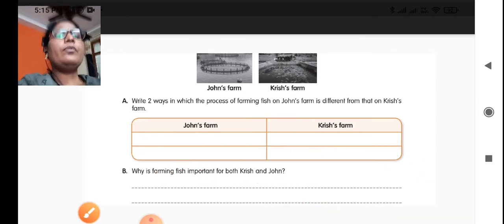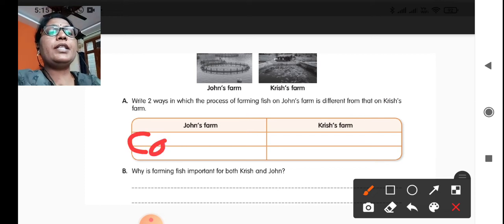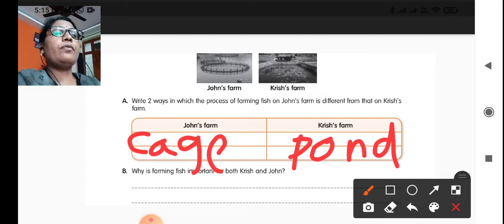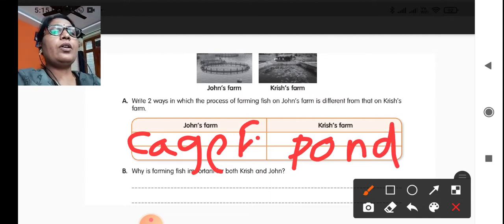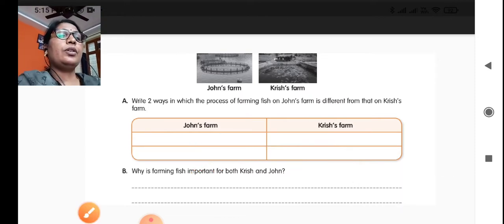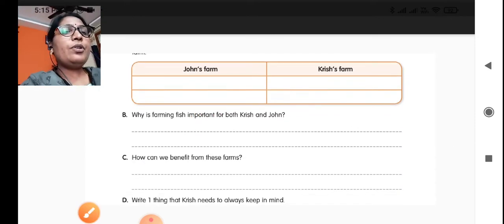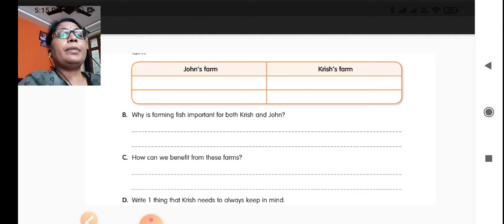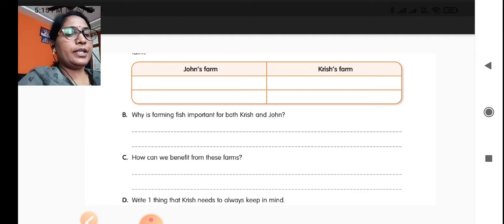And John farm is called as cage farm, and Krish farm is known as pond farm. Cage farm and pond farm. So, like this, I gave you hints, children. You can complete the answer by observing the two pictures.